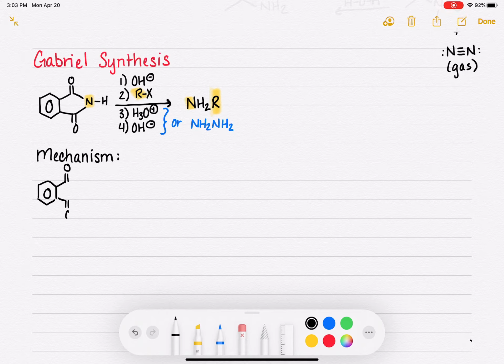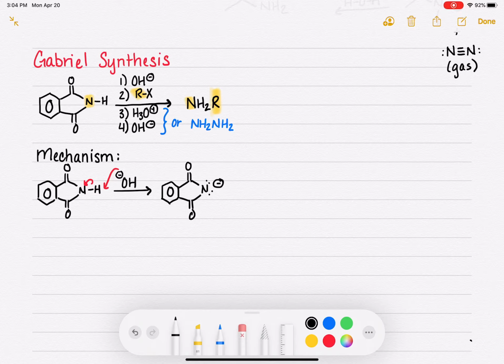So first thing that happens is just simply deprotonation of the nitrogen. And a lot of times this particular first step is just what's written as step 1 on the arrow. So a lot of times on the left-hand side of the reaction, you just see the alkyl halide, and you don't really see this deprotonation part drawn out.